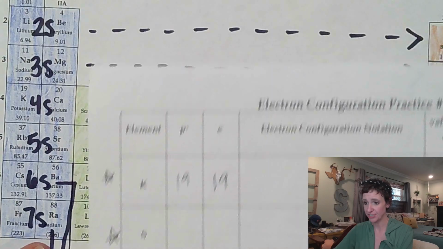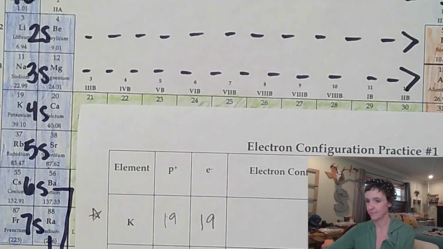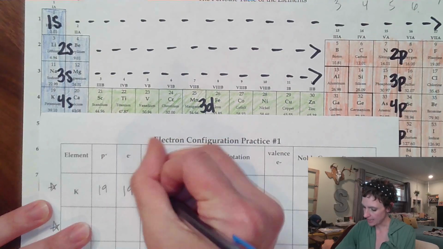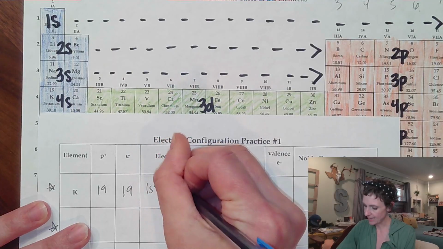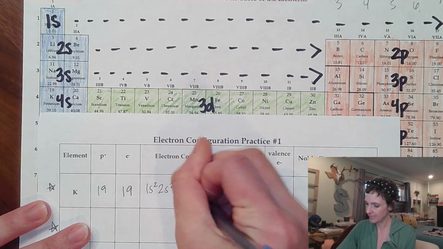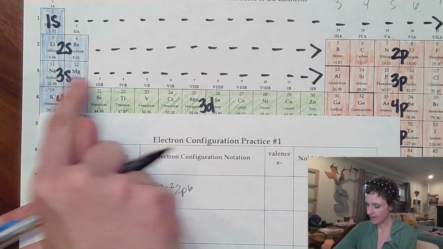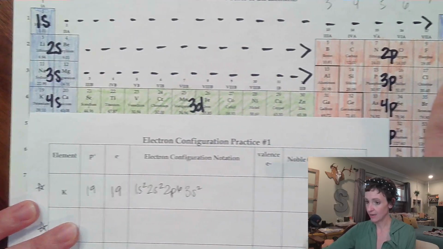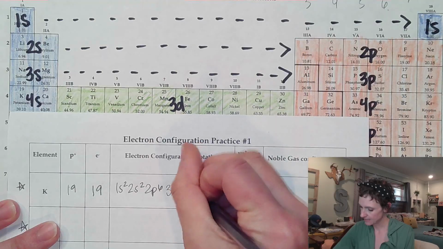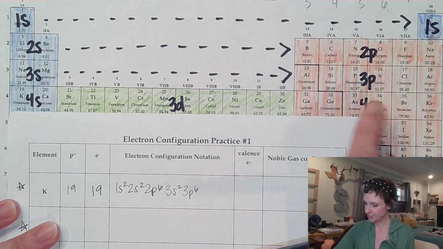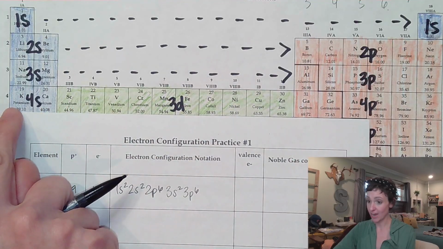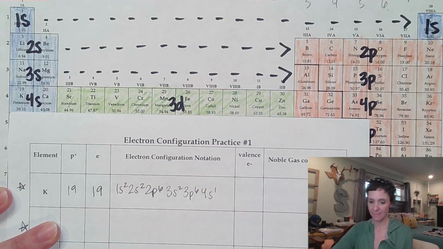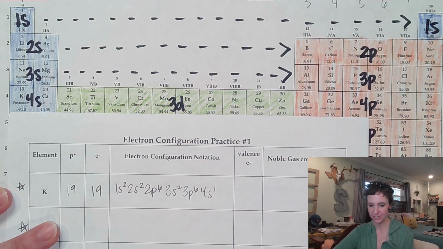So my electron configuration notation for potassium, I'm going to zoom out now, is going to be 1s2, 2s2, 2p6, 3s2, 3p all the way through is 6. And then to get to potassium, 4s1. Okay, so that's the full electron configuration notation.